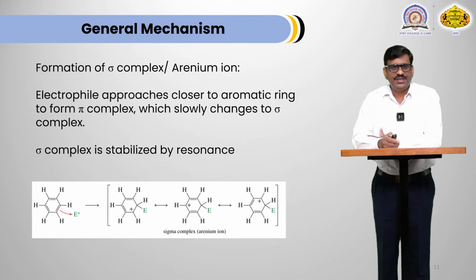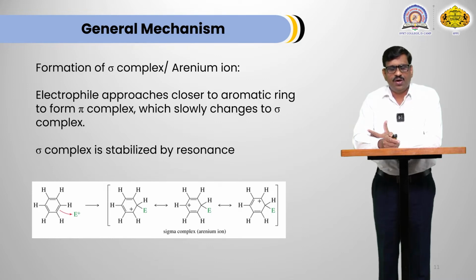In general mechanism, next step is formation of sigma complex, or we can call it arenium ion or carbocation. As we know, pi electrons of the benzene interact with electrophile and there is formation of pi complex. This pi complex is slowly converted to sigma complex. In sigma complex, there is actual bonding between electrophile and the carbon atom of the benzene nucleus.